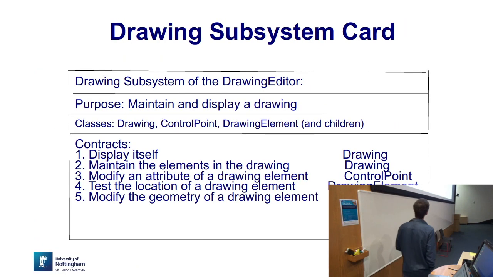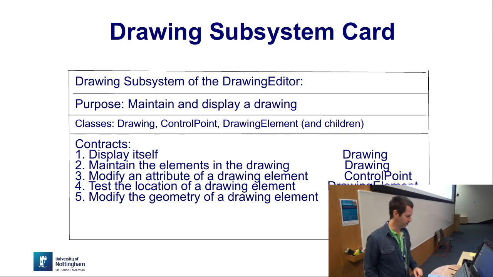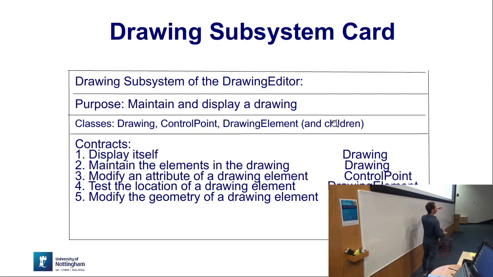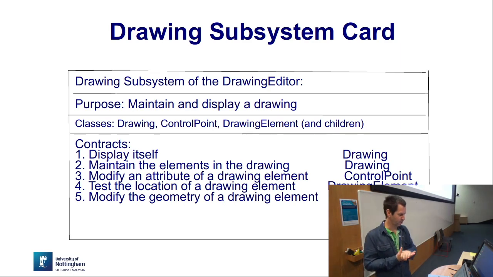Here's an example of a subsystem for the drawing editor. Right, the drawing subsystem of the drawing editor to maintain and display a drawing. The classes involved are drawing, control point, drawing element, and drawing element's children. And remember in the hierarchies lecture, the drawing element had a whole bunch of children, like the rectangle, text element, filled element, and so on.